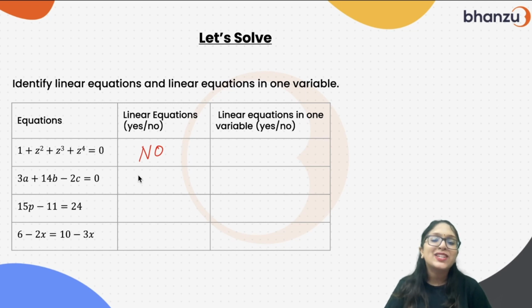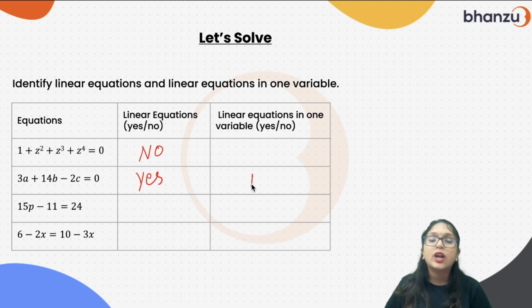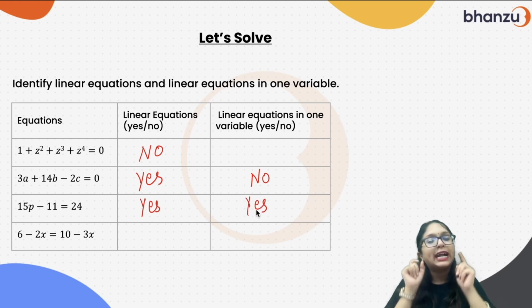Okay. So what about the next one? Is this a linear equation? Yes. But is this a linear equation in one variable? No. I have a, b, c. There are 3 variables. So this is not a linear equation in one variable. Next one. 15p minus 11 is equal to 24. Is this a linear equation? Yes. And is this a linear equation in one variable? Yes, because we just have one variable, that is p.